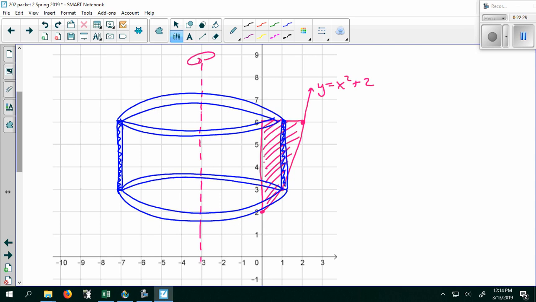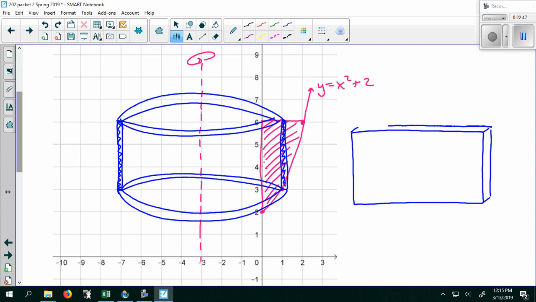There we go. So I have this cylindrical shell, a cylinder that's all hollowed out. It's very little thickness. When I unroll it, it's going to look like a very skinny box. The thickness of that box is just the thickness of the rectangle I drew, so delta x. The length of this box is the circumference of the cylinder.